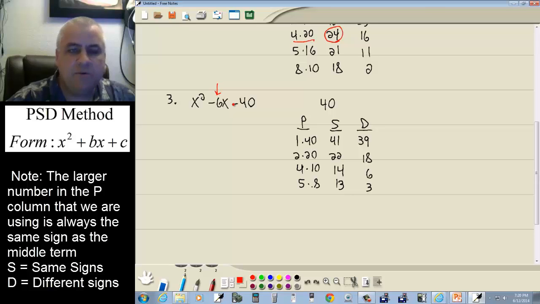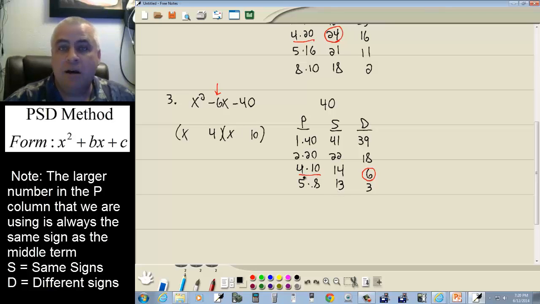Always the number we're looking for is a number in our middle term, which is a 6, which is right here, which means we're going to use 4 and 10. Now our larger number in the P column that we're using, 4 and 10, so our larger number is the 10, will always be the same sign as the middle term. Well, middle term is negative, so the 10 will be negative. Now the number we circled is over in the difference column, D for different signs. So if the 10 is negative, then the 4 has to be positive. And that's our answer.